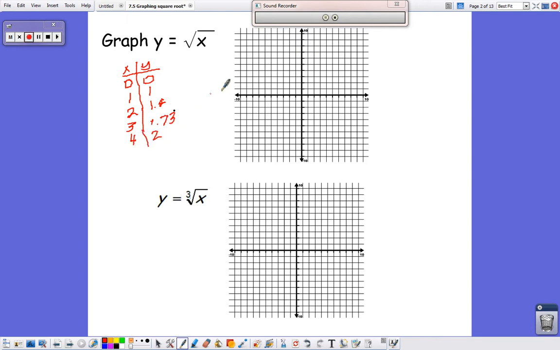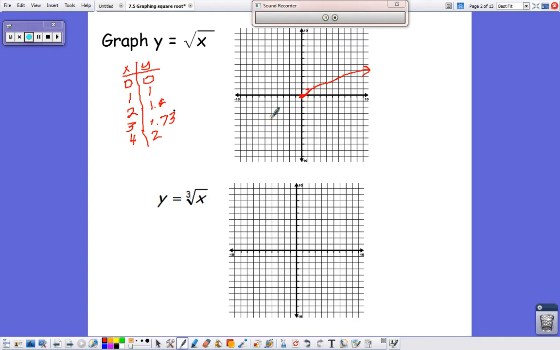Now, if I did any negatives, remember, I can't take the square root of a negative number, so those actually don't work. So plot this out. I get 0, 0, 1, 1, about 1.4, 1.73, and then 4 is going to give me 2. So you quickly find out that the graph of this actually ends up looking like half a U.